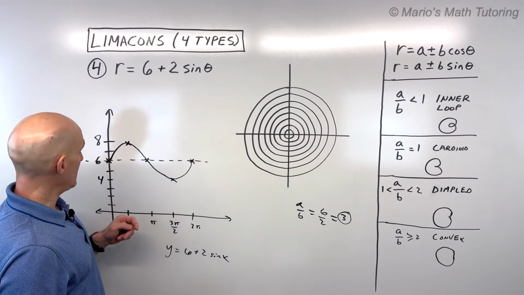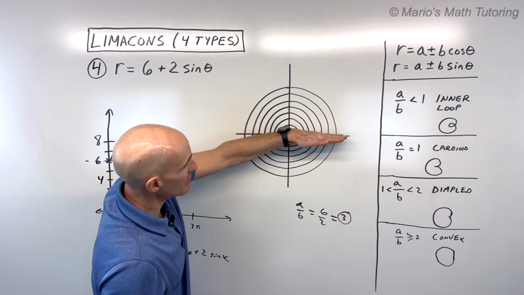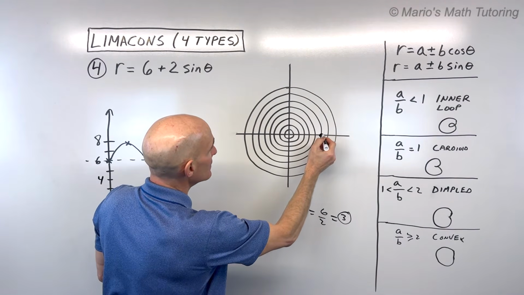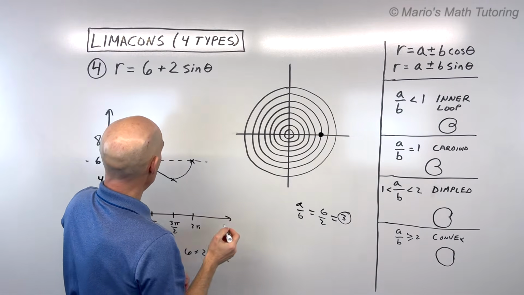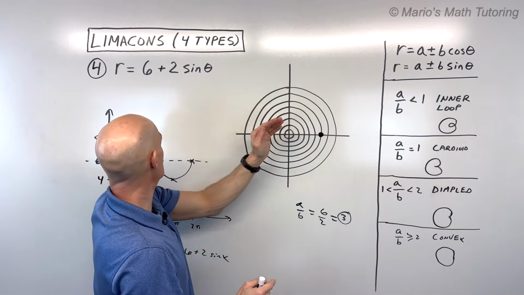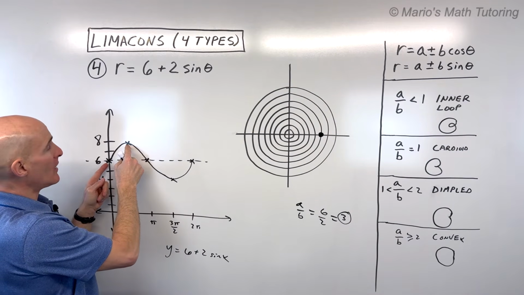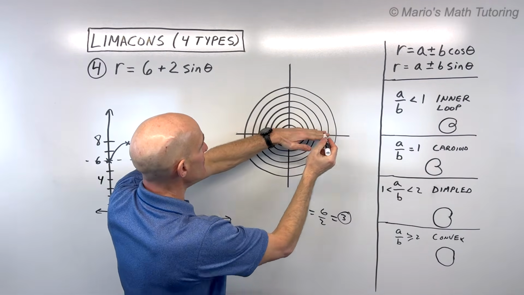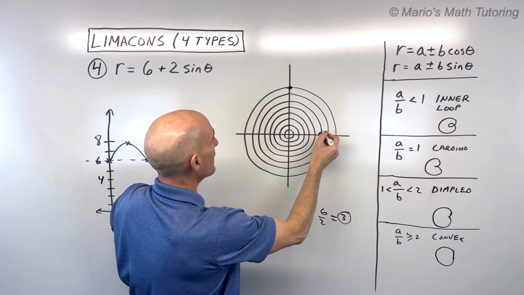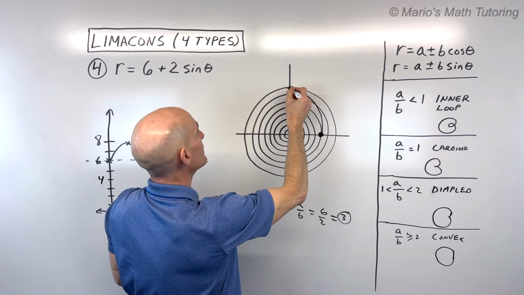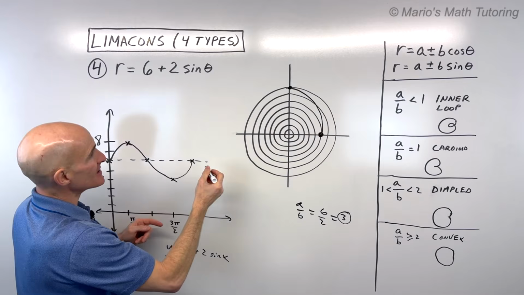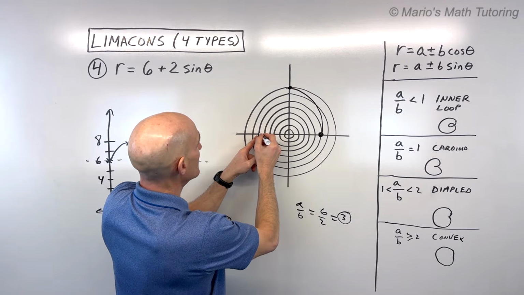And now when we graph it, when you're at 0, which is right here, we're at an r value of 6. So that's going to be right here. And then as we make our way to pi over 2, rotating 90 degrees like that, we go out to a maximum of 8. So that's going to be right here, 8. So it's going kind of out like that. And then at pi, 180, we're back to 6, so that's going to be right here.